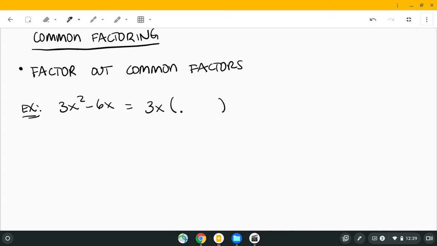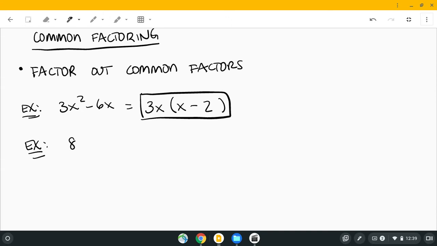3x times what would give me back 3x squared? Well, that would be x. Okay, 3x times x is 3x squared. And then same thing here, I would need to figure out 3x times what would give me 6x. So that would be 2, because 3x times 2 is 6x. Okay, let's take a look at another example.